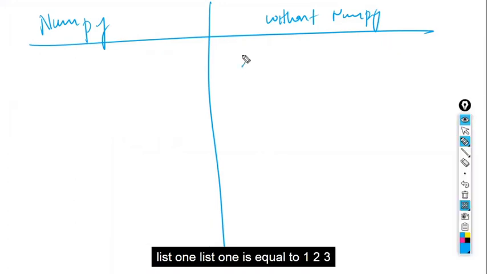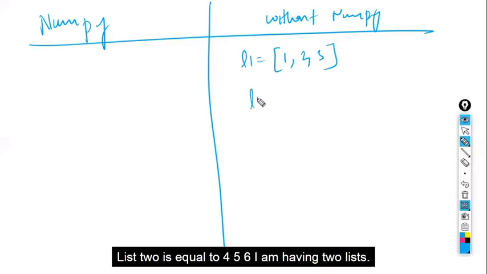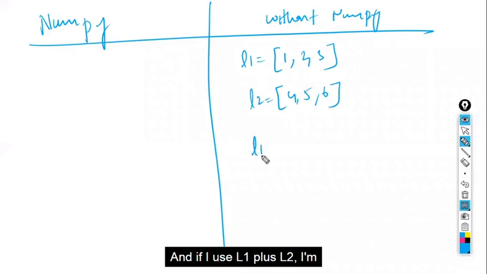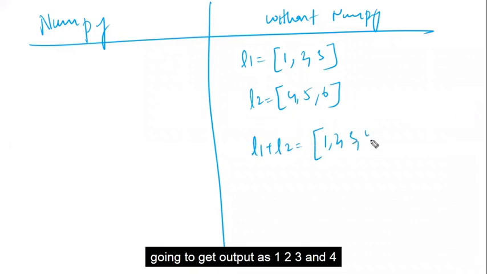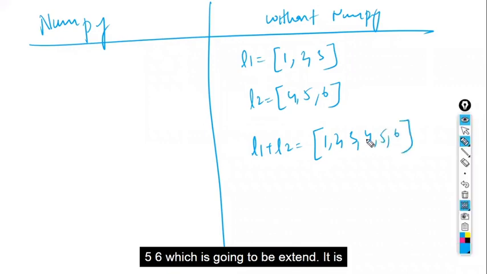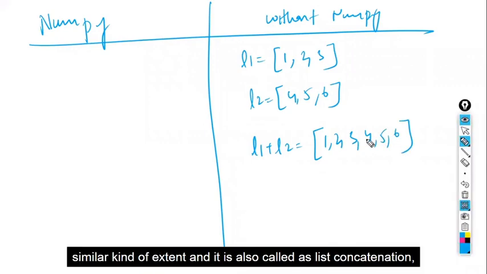Assume that I have list 1. L1 is equal to 1, 2, 3. L2 is equal to 4, 5, 6. I have two lists. If I use L1 plus L2, I'm going to get the output 1, 2, 3, 4, 5, 6, which is similar to extend. It is also called list concatenation.